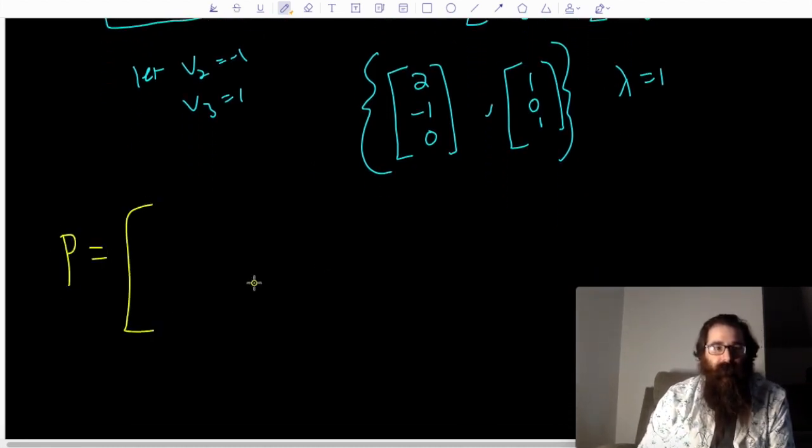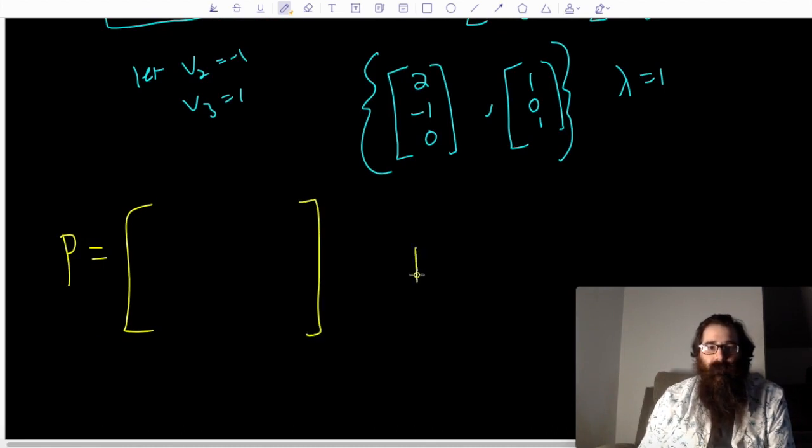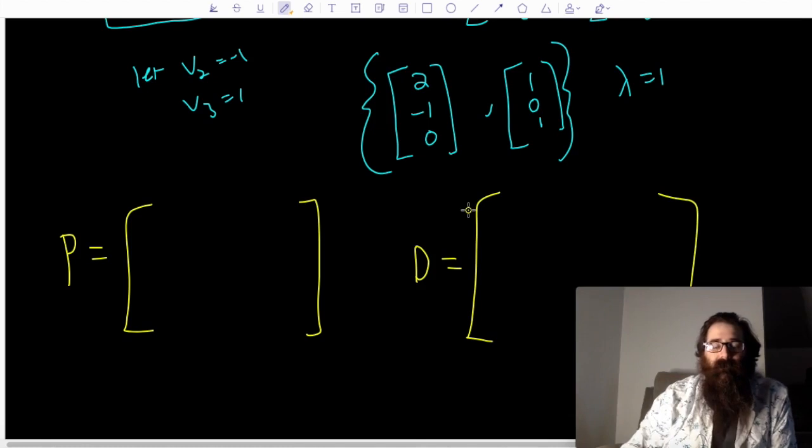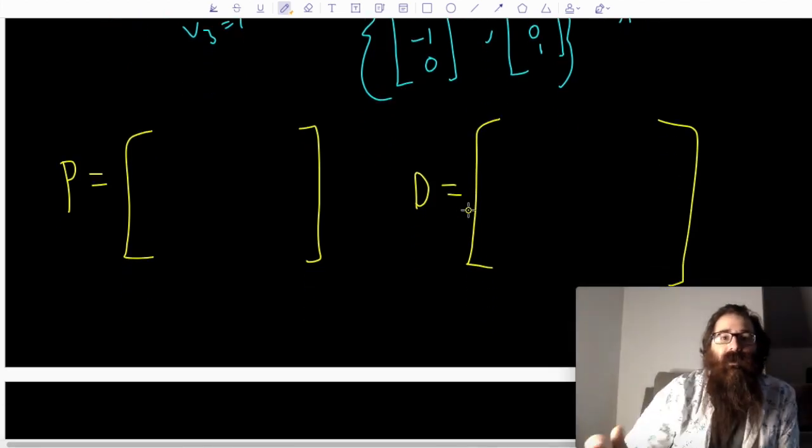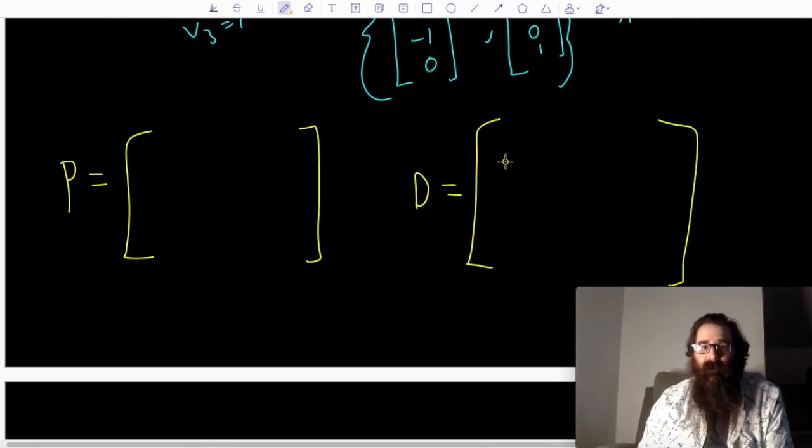So matrix P, a 3 by 3 matrix. Diagonal matrix D, also a 3 by 3 matrix. And I know how that diagonal matrix is going to look. I'm going to have on the diagonal those entries from the eigenvalues, but everything else has to be a 0.